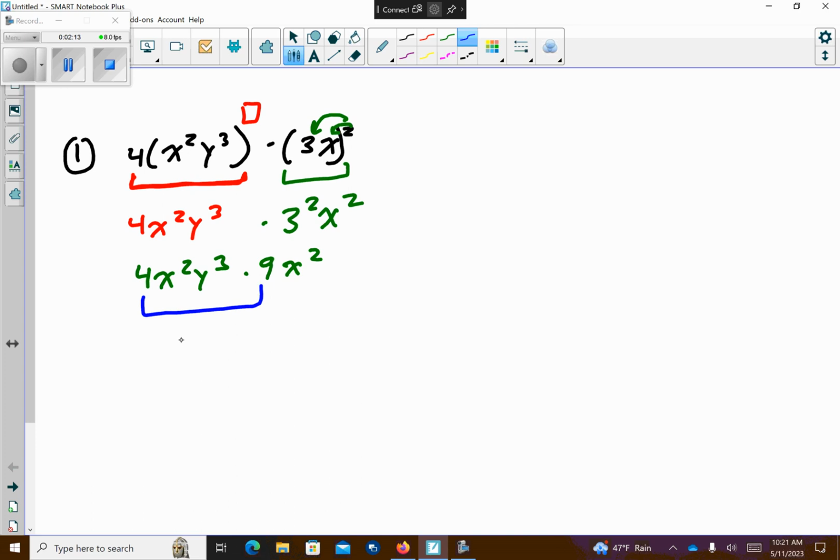Yeah, the 4 and 9 multiply, that gives me 36. What can I do with the x's? Yeah, I'm going to add them up. So x squared and x squared is x to the 4th. And then I get y to the 3rd. So that's my finished problem.